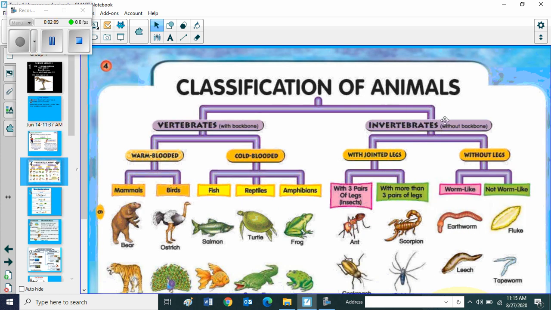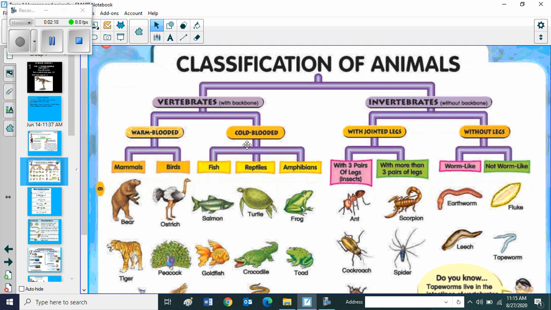Then classification of animals as vertebrates and invertebrates. Here, vertebrates with backbones. There are two types of classification: animals that are warm-blooded and animals that are cold-blooded. Warm-blooded examples are mammals and birds. Cold-blooded examples include fish, reptiles, and amphibians. So these are the five major classes of vertebrates: mammals, birds, fish, reptiles, and amphibians.